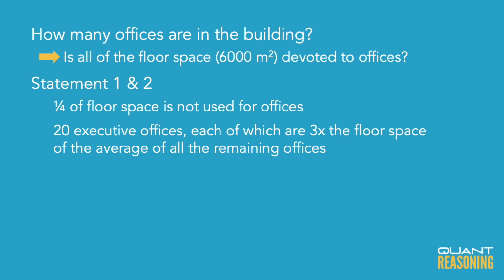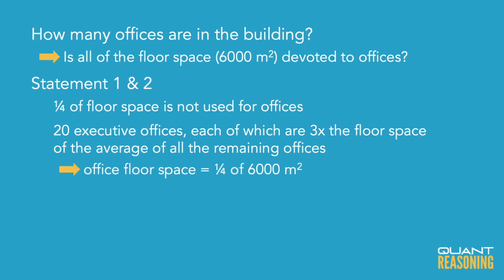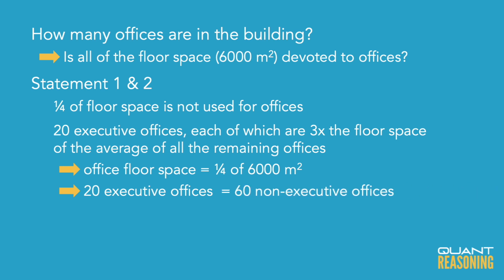I know that the 20 executive offices are such that each is thrice the size of the average non-executive office. I also know the total area devoted to offices. Can I figure out the number of non-executive offices now? What can I figure out? If each executive office is thrice the size of the average non-executive office, that means that the 20 executive offices could be thought of as 60 non-executive offices.